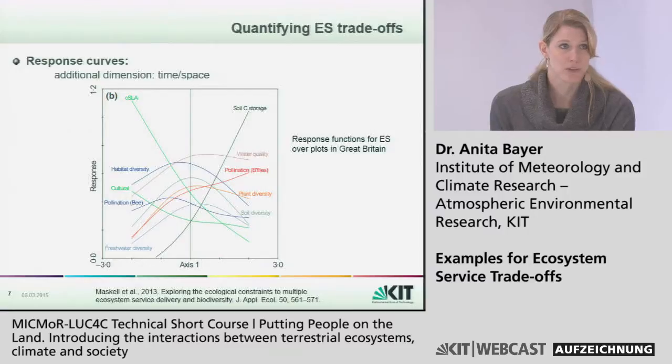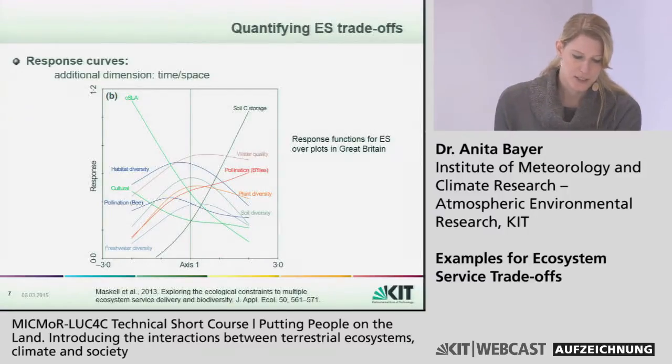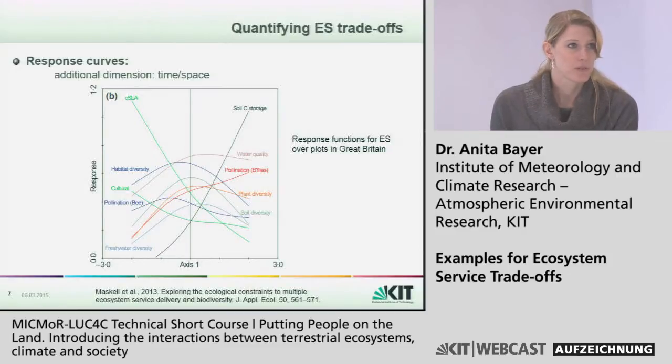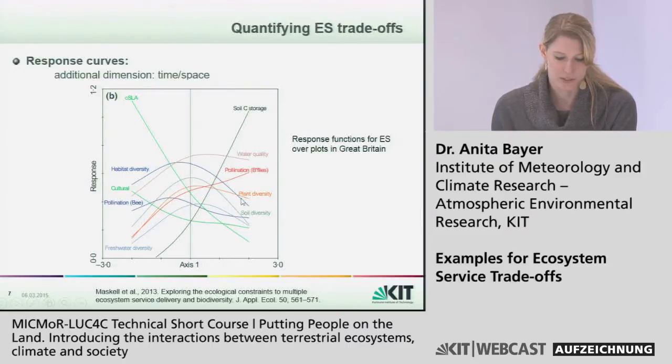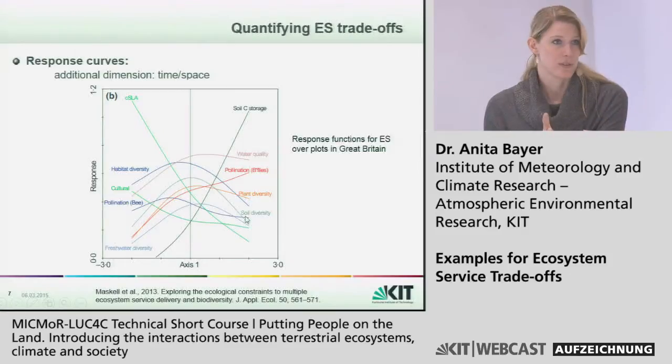So if you go one step further and do your correlations over another dimension, which might be, for example, the time dimension or the scale dimension, the space dimension, you come into response curves between one service and other services. And this is an example where different plots over Great Britain have been used, where ecosystem services have been assessed. And you see on these curves that, for example, all the indicators of biodiversity, for example, plant diversity here, habitat diversity, the pollination, do show a positive relationship over quite a range. And this range might be spanned by the time, for example, if you see just one plot, or it might be spanned by the space over the entire plots over Great Britain.